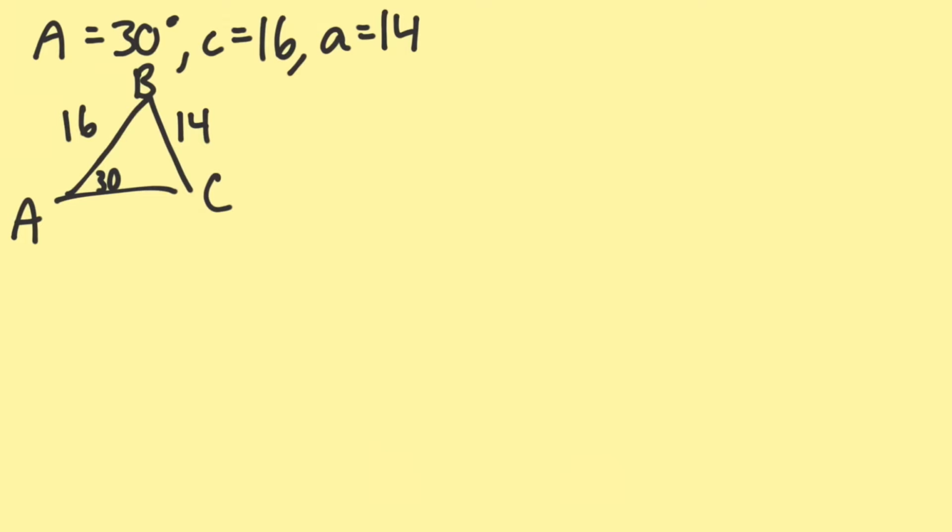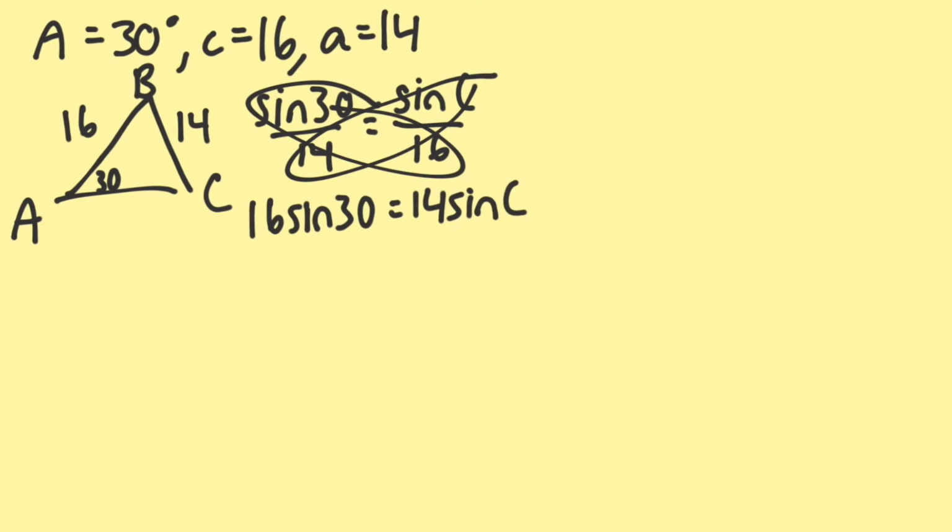Now we can solve for what we can, which is angle C. We can do the law of sines: sine of 30 over 14, that's the ratio we know, equals sine of C over 16, because C is what we're trying to find. Then we can cross multiply. We want to get C by itself. We can't divide by 14 sine, because you always have to be taking the sine of something, but we can divide both sides by 14.